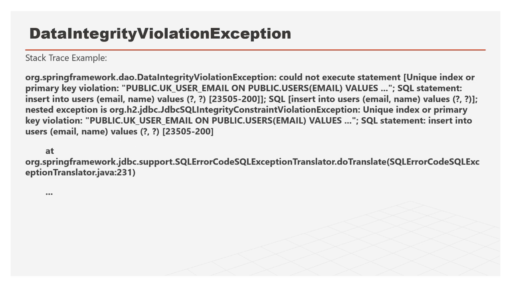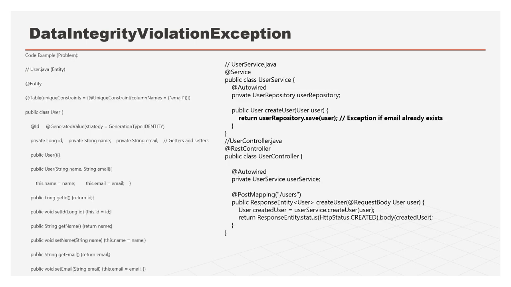Now let's look at this stack trace. Let's say data integrity violation exception. Now this is going to tell you that it is not able to execute that particular statement. It will give you what kind of unique index error or primary key violation. It will give you the exact key violation, like what column it is, and what statement is causing the problem. It will give you a brief understanding of that part. So always look out for the stack trace.